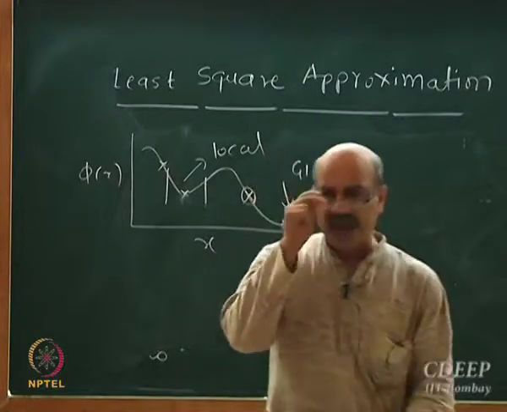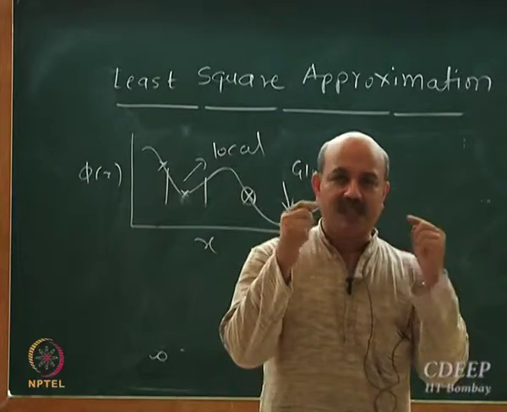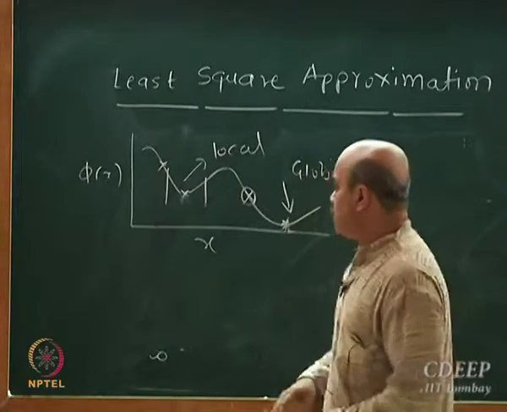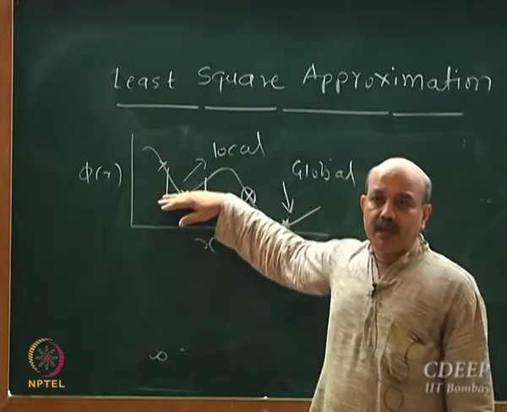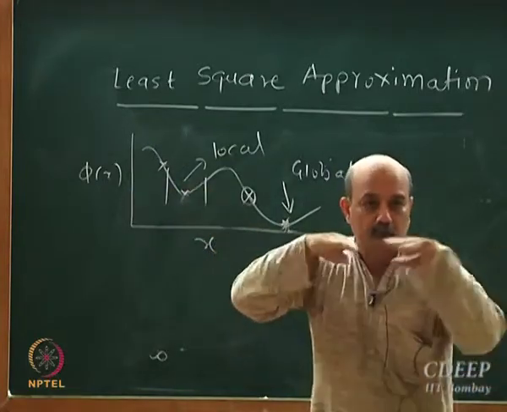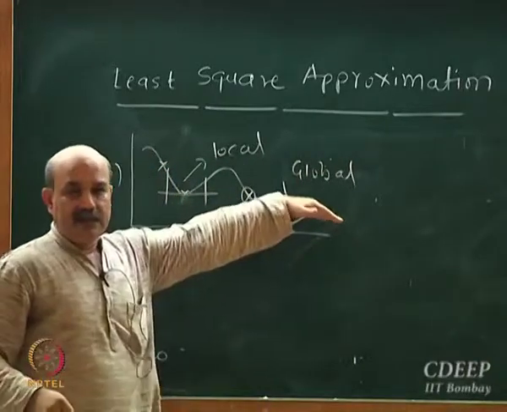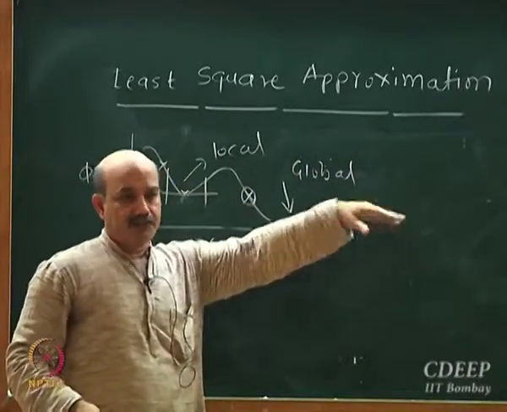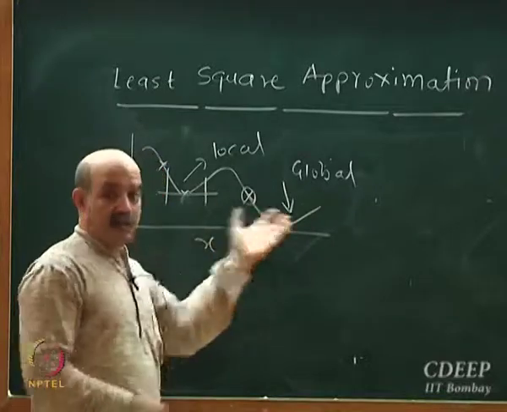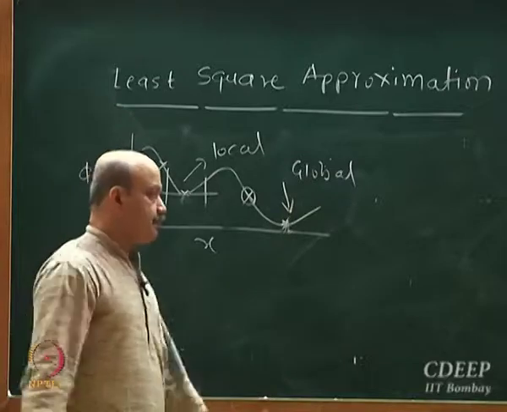See, what was the key thing when you talked about the minimum of a single variable function? First was that the derivative of phi with respect to x at this point becomes 0. There is no change locally. So the derivative is the tangent, which is parallel to the x-axis. That is the key thing, so the derivative is 0. That was the first thing.